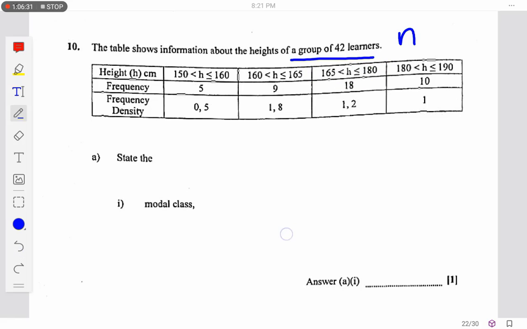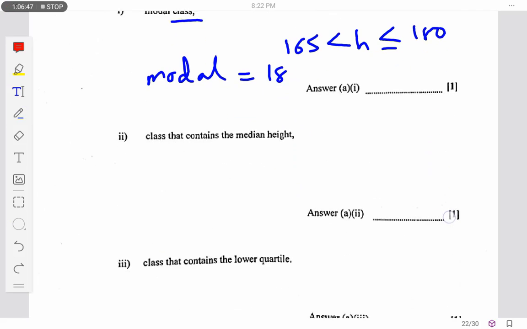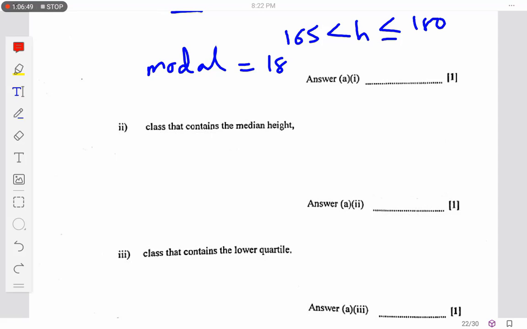We can just write 165 less than h less than or equal to 180. That's the class, because they say class. If they said only mode, that's when we would say it's 18. That's the difference. Let's move on to the next one: the class that contains the median height. The median is half. For you to get half, normally we say n plus 1 over 2. That's how we do it.